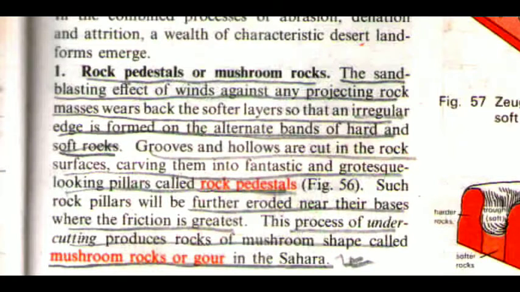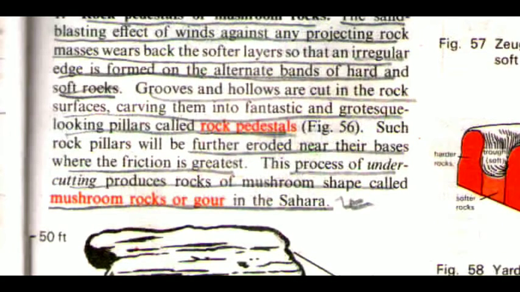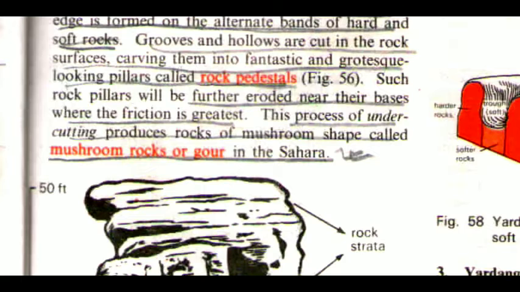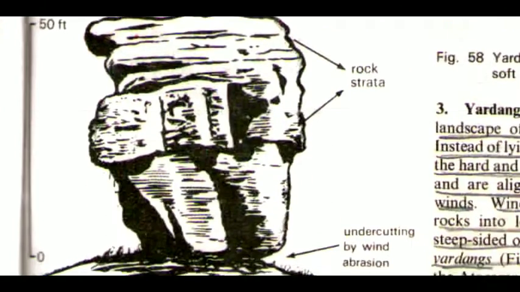The first one is rock pedestals or mushroom rocks. The sand blasting effect of winds against any projecting rock masses wears back the softest layers so that an irregular edge is formed on the alternate bands of hard and soft rocks. Grooves and hollows are cut in the rock surfaces, carving them into fantastic and grotesque looking pillars called rock pedestals. Such rock pillars will be further eroded near their bases where the friction is greatest. This process of undercutting produces rocks of mushroom shape called mushroom rocks or gour in the Sahara.